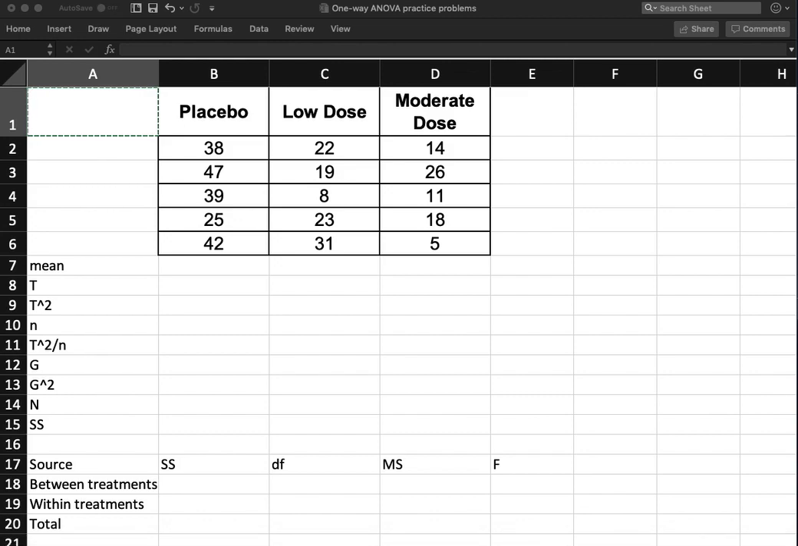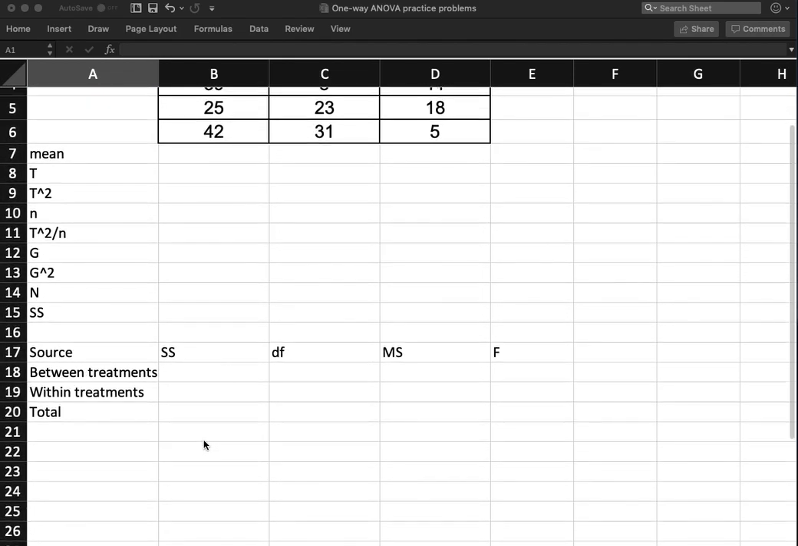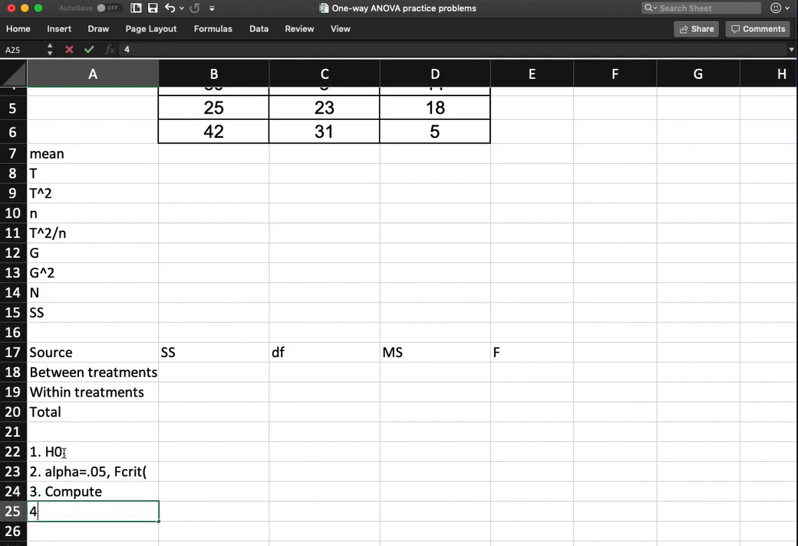I've copied these into an Excel table. It's available on the course website. So let's go through here and talk about what we'll need to solve the problem. I'm going to go ahead and begin down here by entering our four steps. State the null hypothesis. We're going to set our alpha at 0.05, just like usual, and look up F crit. We're going to need degrees of freedom for that later. We'll compute F. We'll make a decision, and then we'll write our sentence. We'll go ahead and fill that in later on.